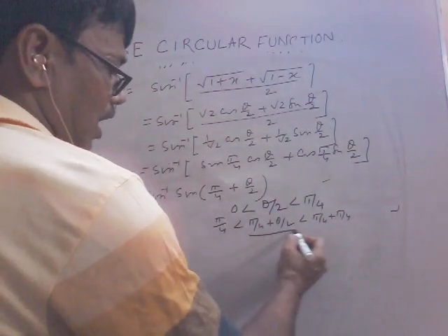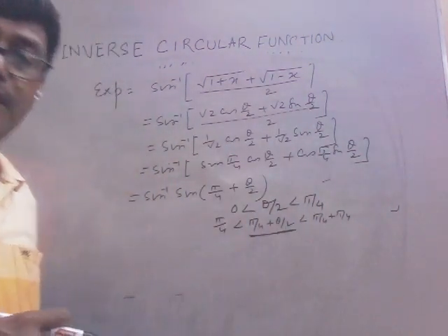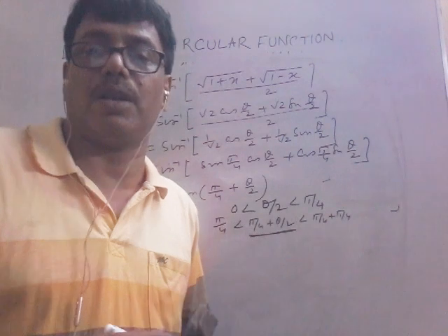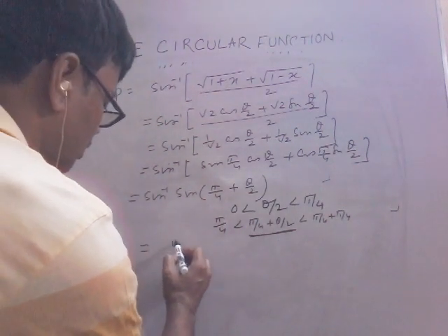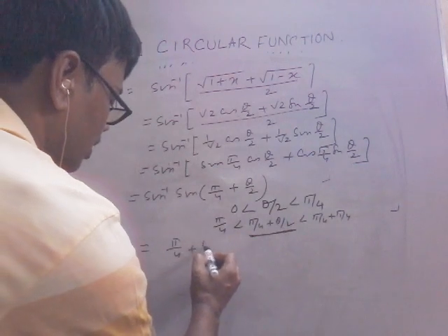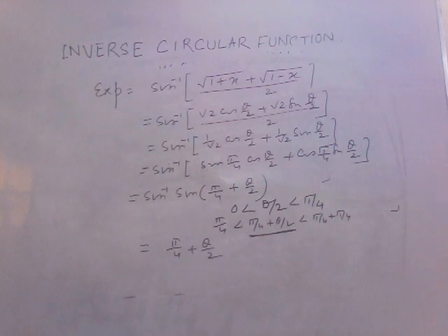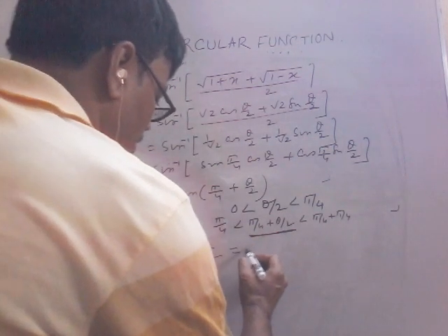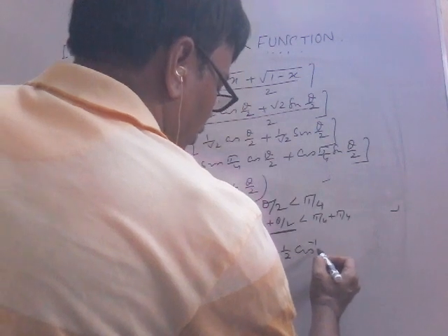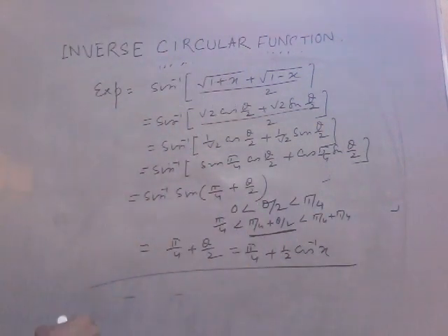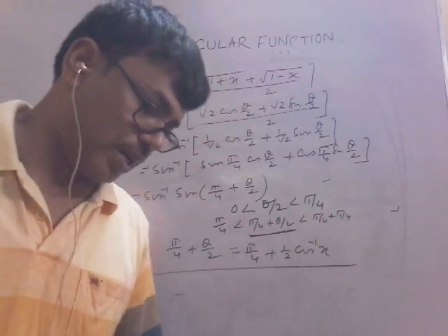So this argument belongs to pi by 4 to pi by 2. That is, it belongs to the principal value. So what is the value? If it belongs to principal value, then this is pi by 4 plus theta by 2. So what is the final value? Pi by 4 plus half cos inverse x.